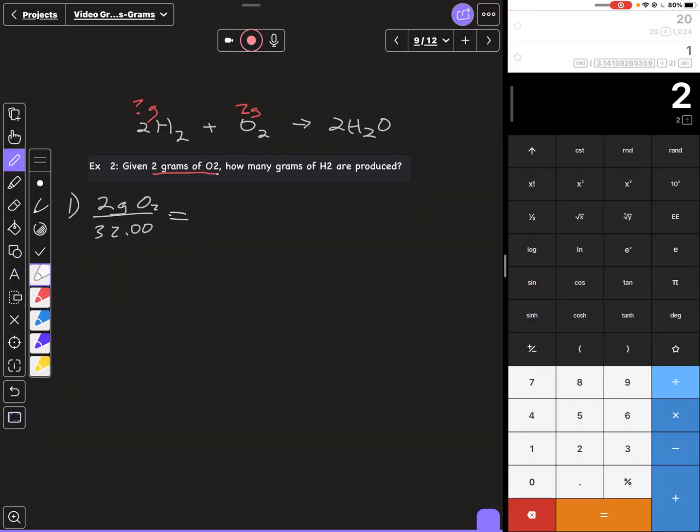So 2 divided by 32 equals 0.063. And all I did is convert grams to moles. Now I'm in moles. Now I can go from moles of O2 to moles of H2, because I eventually want grams, but I've got to go to moles first.